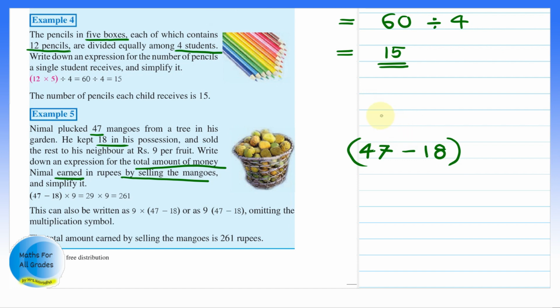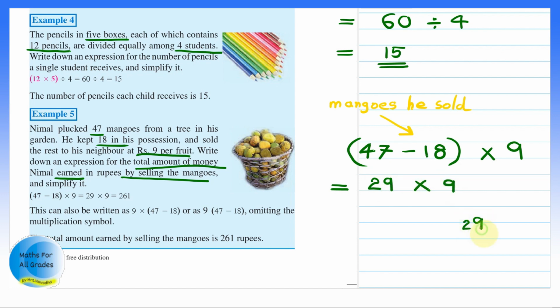So, to find out how much he sold, we have to subtract 18 from 47. Now again, what does 47 minus 18 give you? It is the number of mangoes that he sold. Now look here, at what price did he sell these mangoes? 9 rupees per mango. Now to find the total amount of money, we have to multiply this by 9. So this is the expression. Let's simplify. 47 minus 18 equals 29.